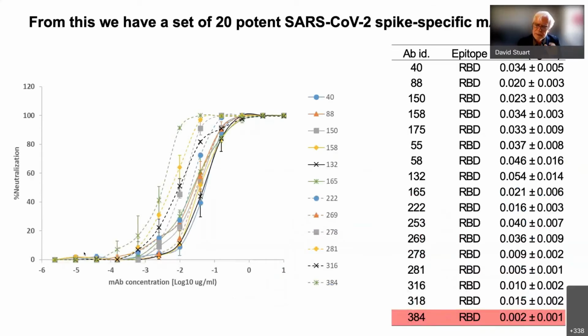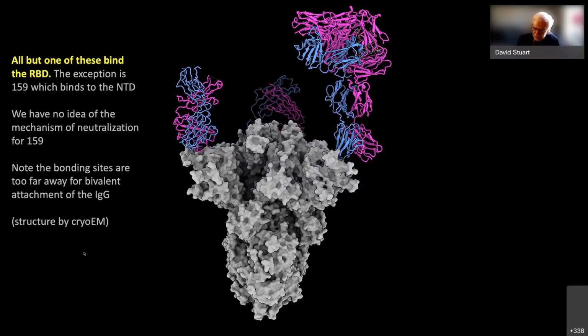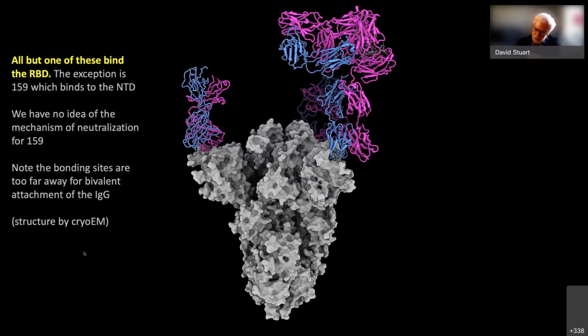So, okay, let's now just stand back and do a survey of this. We've got 80 antibodies that bind to the receptor binding domain. We've got 20 potent antibodies that bind to the receptor binding domain, one that binds elsewhere. 80 is too big for us to contemplate doing structures for all of them. So we thought of a different way of doing it. But that was focused on the receptor binding domain.